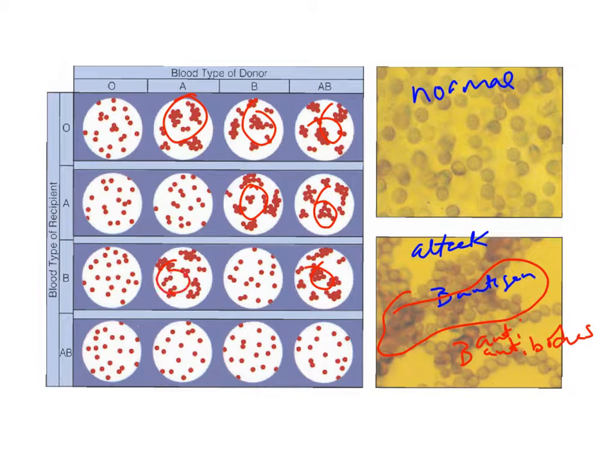These are blood combinations, so B with A would lead to clumping. And if you look at recipients, if you're O, you can't receive blood from anybody, A, B, or AB. You can only receive blood from O. If you're A, you can receive blood from O and from A, and so on and so forth. So this is what that clumping would look like down here at the cellular level. This would be, like I said, normal blood cells up top.